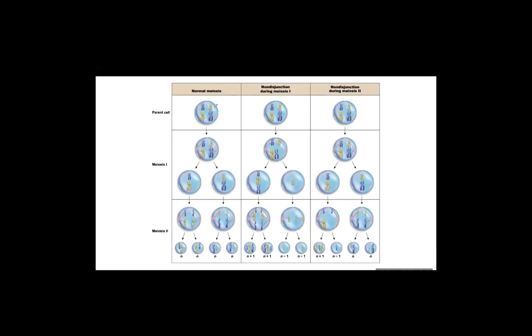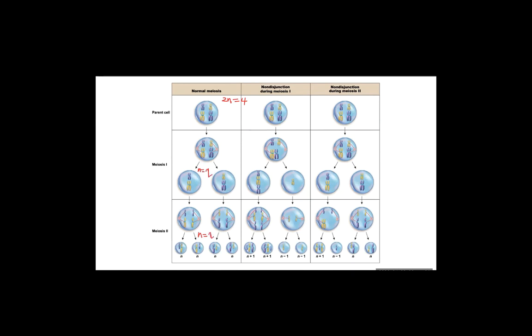So normal meiosis, how many chromosomes in this set? 2N equals 4. 1, 2, 3, 4, all 4. So normal meiosis, non-disjunction during meiosis 1, non-disjunction during meiosis 2. Okay, but the starting point is normal. So the parent cell has 4 chromosomes in all 3 categories. And then in meiosis 1, the normal meiosis, the daughter cell has haploid chromosomes, and after meiosis, each daughter cell has haploid, therefore this should be 2. This should be 2, right?